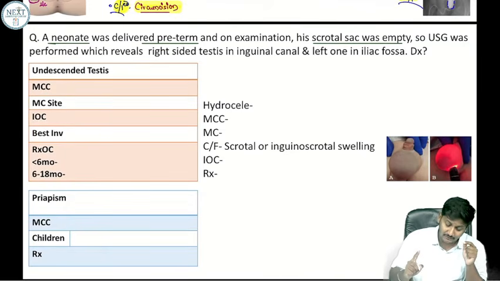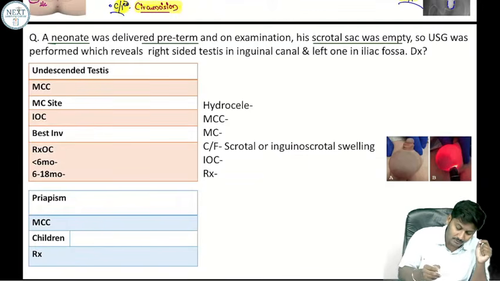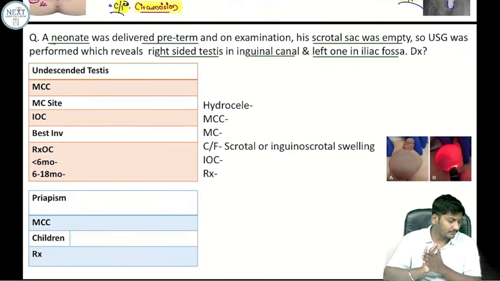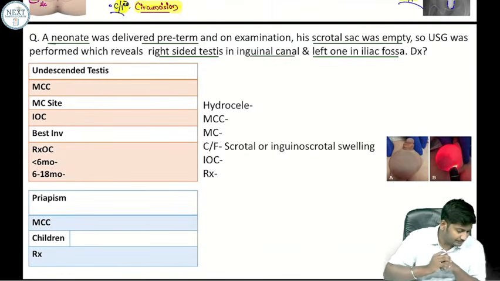The scrotal sacs of this patient were empty beta. So an ultrasound was performed, and that ultrasound reveals that the right sided testis is inside the inguinal canal beta, and the left sided testis is in the iliac fossa. Please tell me definitely beta, what should be the likely diagnosis? Anybody? Bolo.